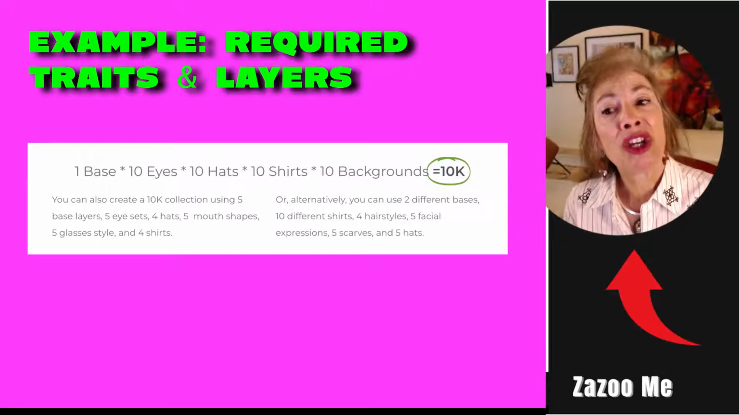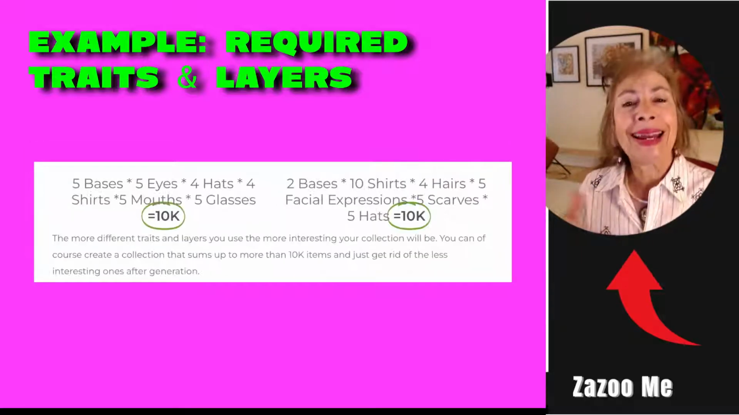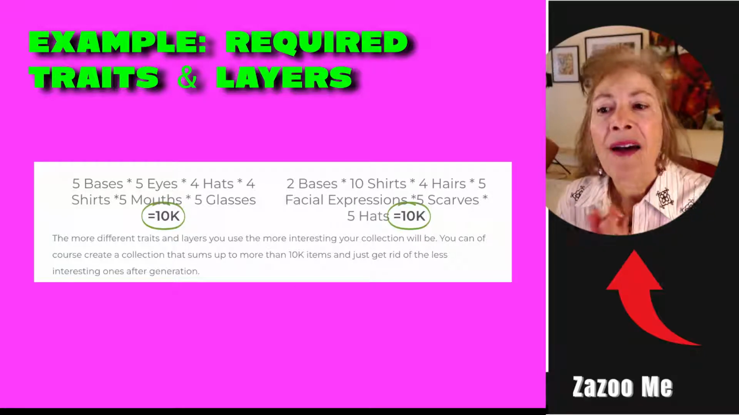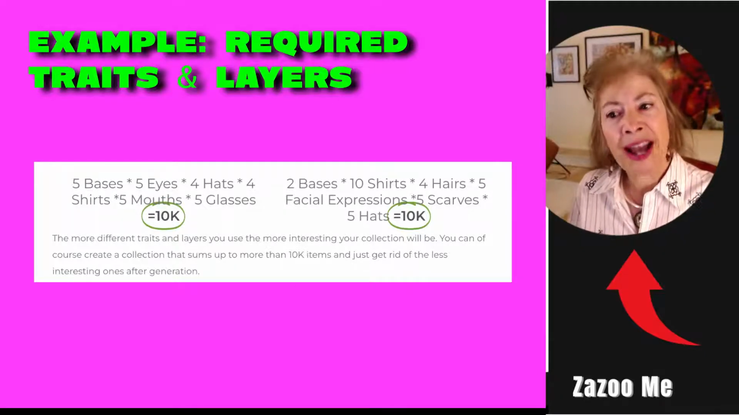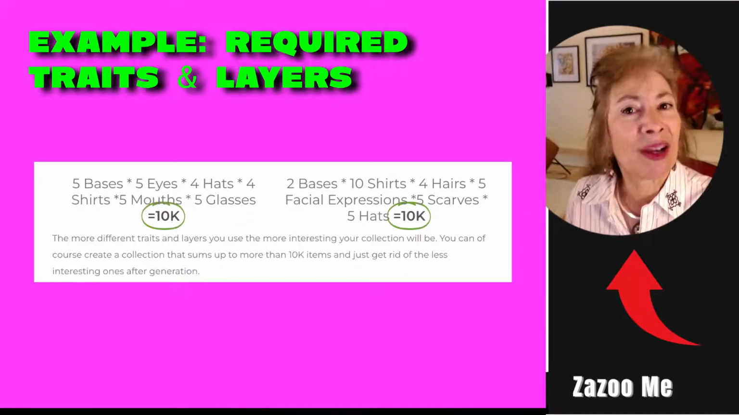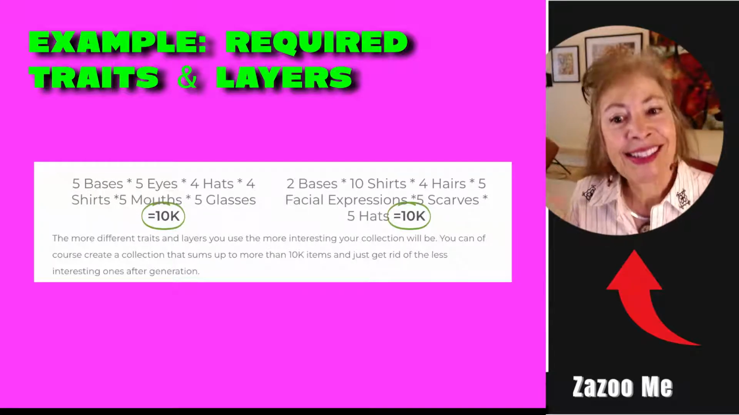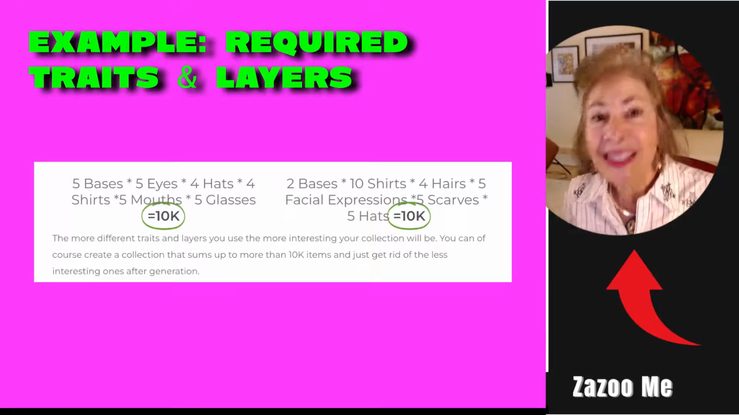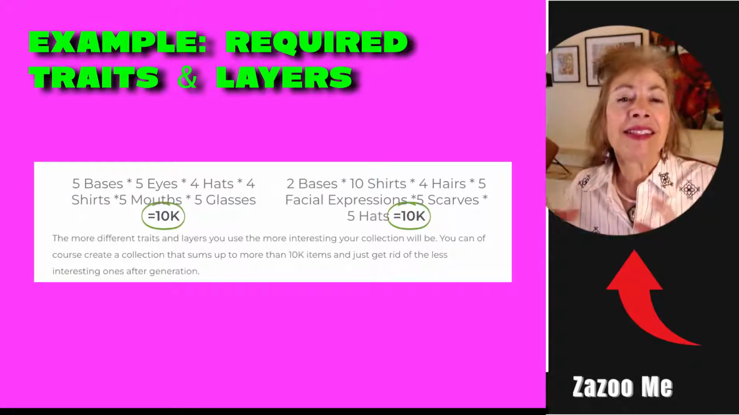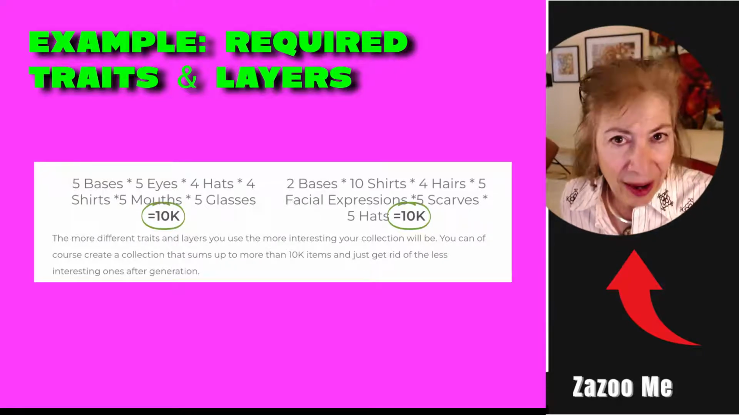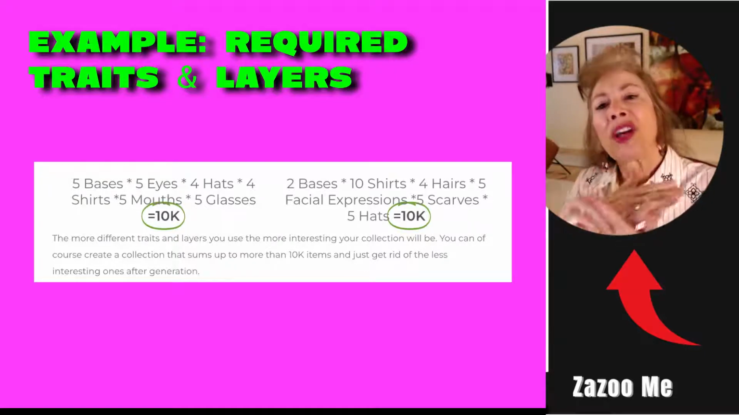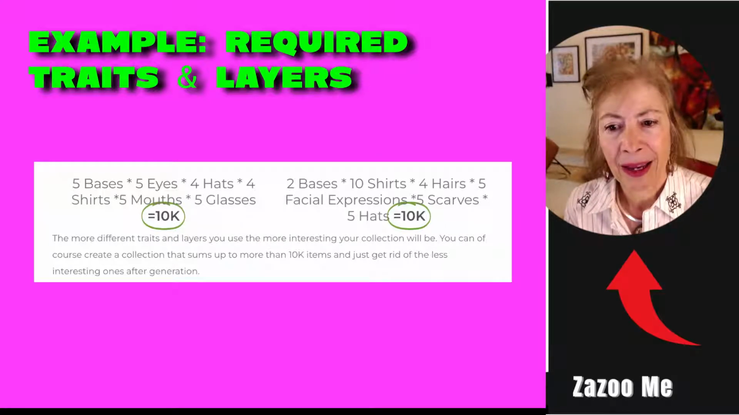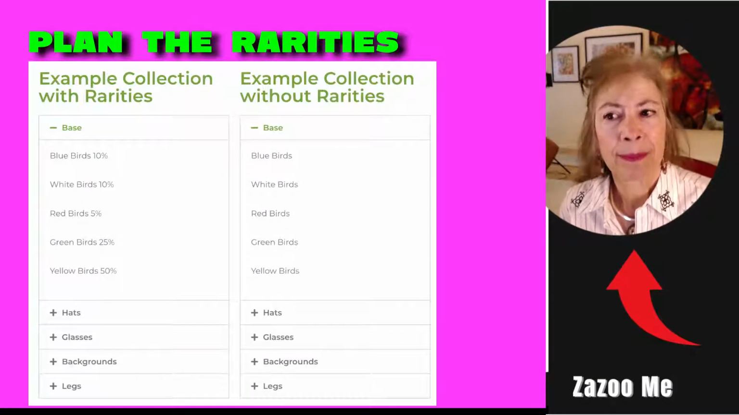It is up to you to decide how many different traits and how many different layers you will have. 5 bases, 5 eyes, 4 hats, 4 shirts, 5 mouths, 5 glasses equal 10,000. 2 bases, 10 shirts, 4 hairs, 5 facial expressions, 5 scarves, 5 hats still equals 10,000. And this is how you want to figure out how you're going to get to the total quantity your collection will be. This is the way that you determine that.